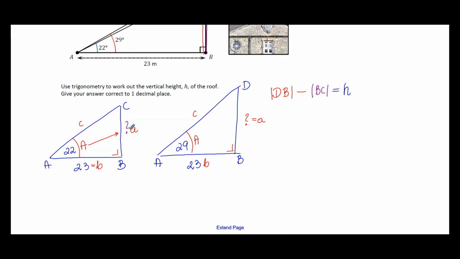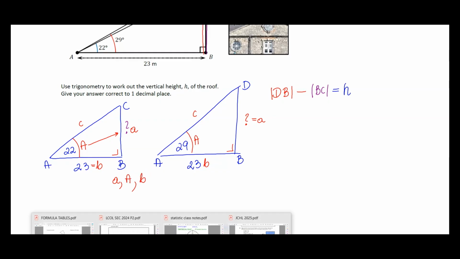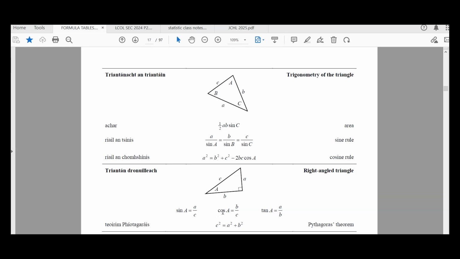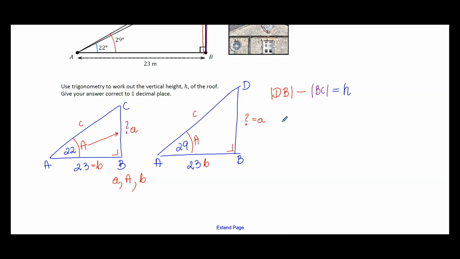So in both of those cases, I want to find small a, I have capital A, and then I have small b. When we go to our table and look at these three formulas, we ask which one of them has those elements: capital A, small a, and small b. So yes, that is tan. That's how we make a choice. So in both of them, we are going to be using tan.